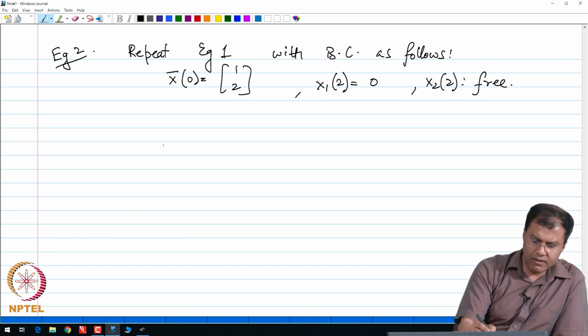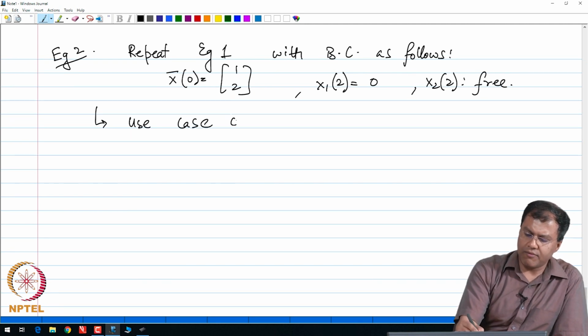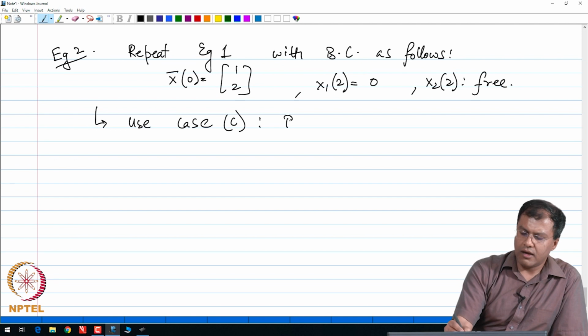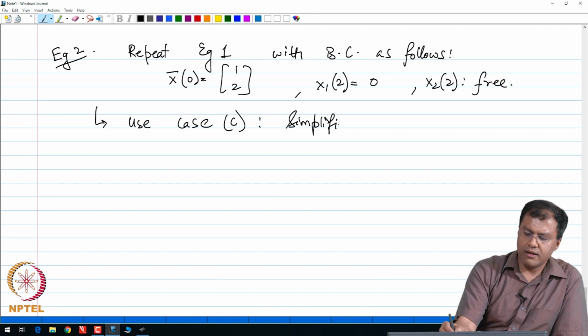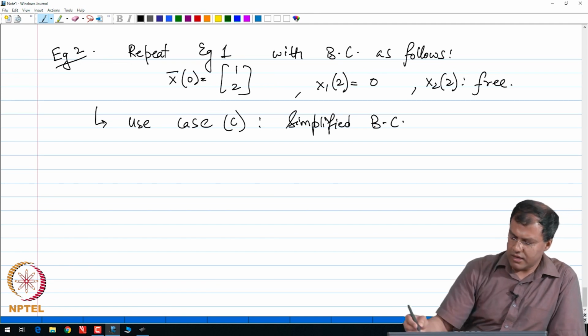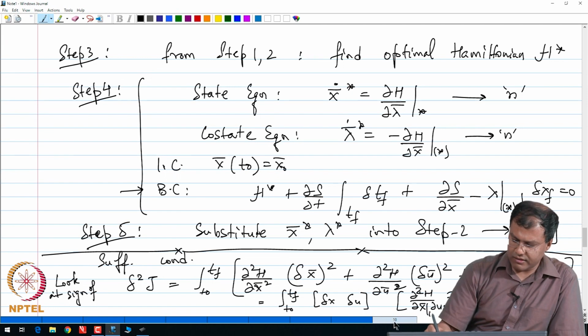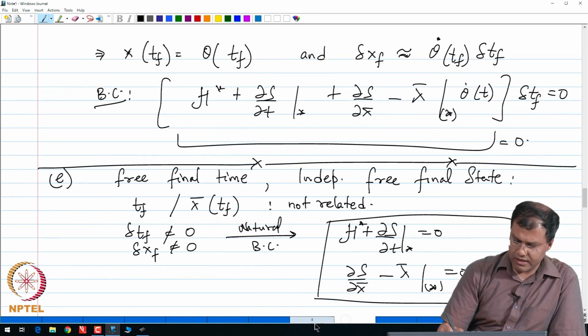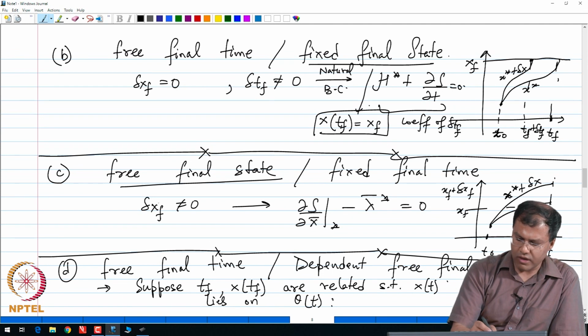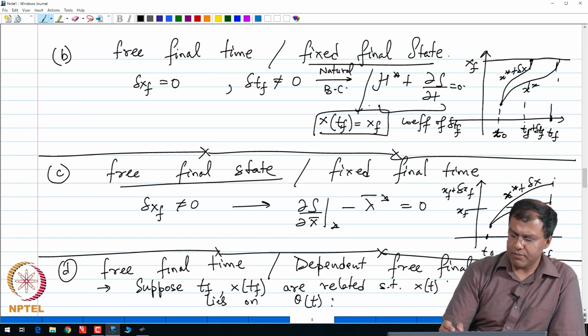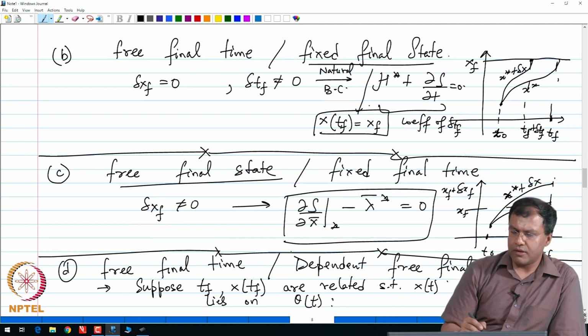So, this means that we need to use case C in our simplified boundary condition cases. Okay. Let us go back a few slides. Our case 3, our case C is the following: free final state, fixed final time. So, all we need to do is replace one of the conditions, the fixed boundary condition, with this particular condition, partial s partial x is equal to lambda.